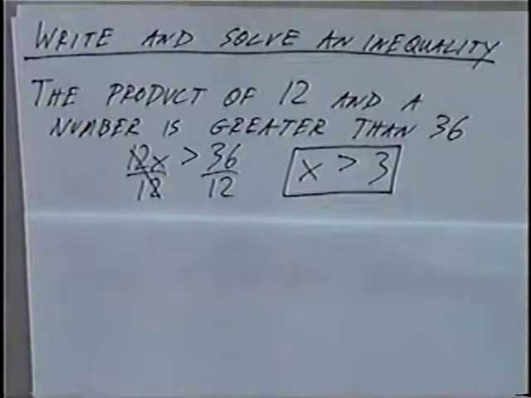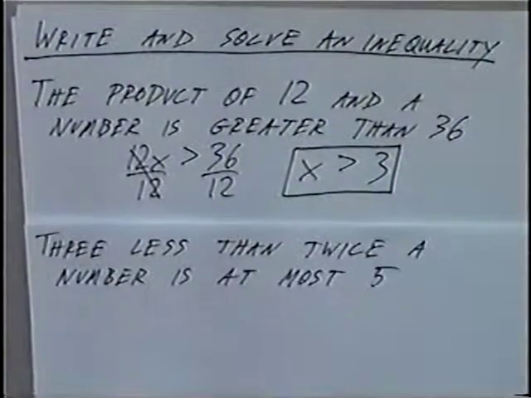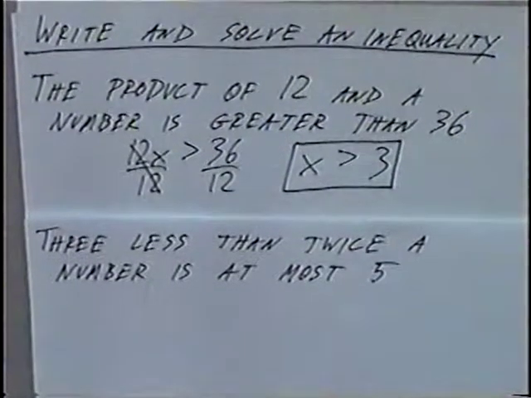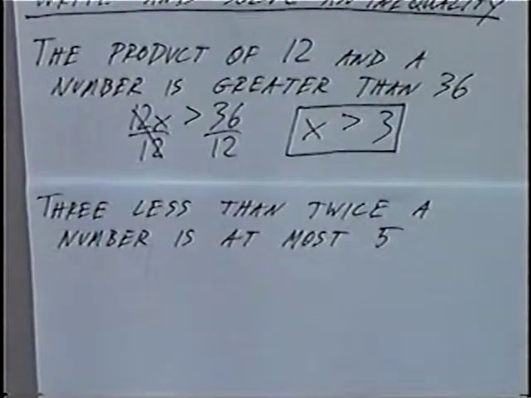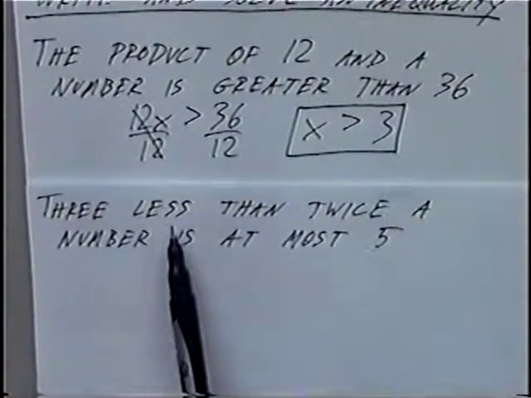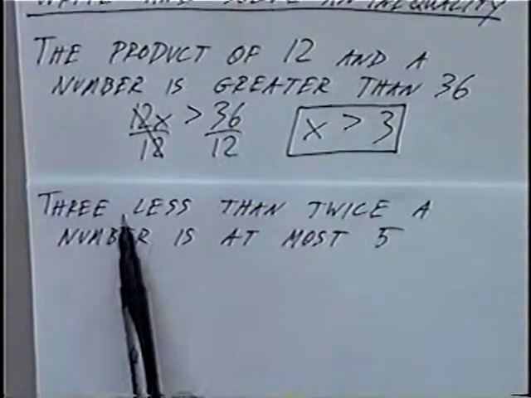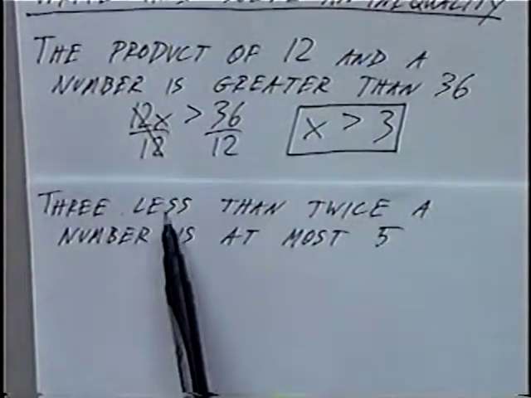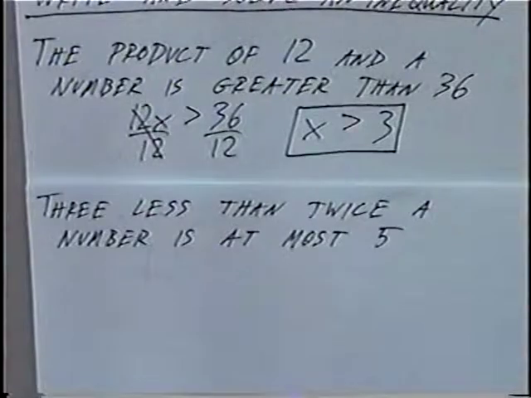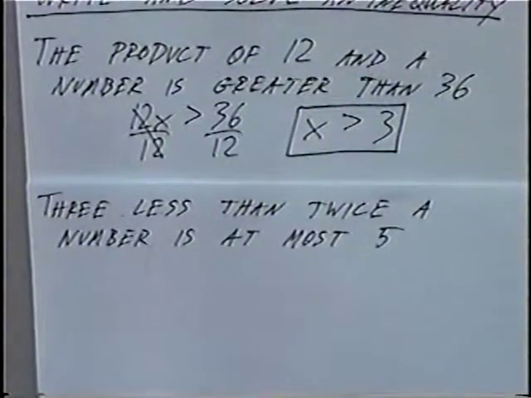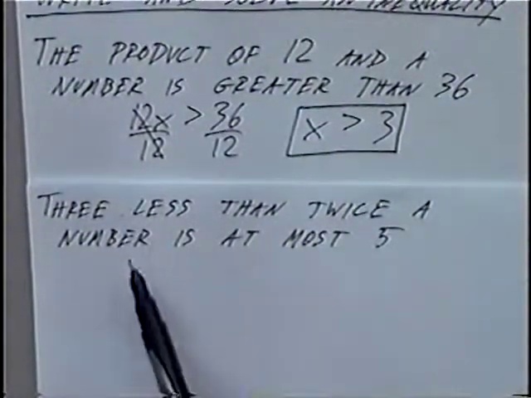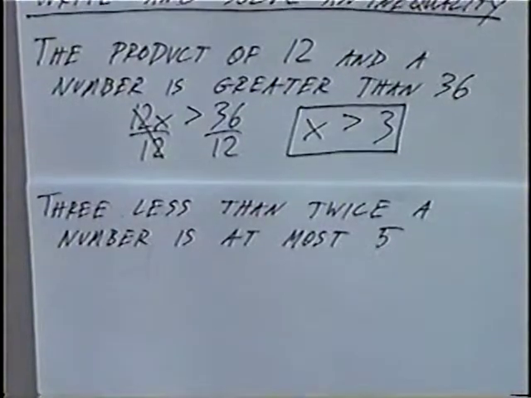Second question and last question for the section. 3 less than twice a number is at most 5. Some more vocabulary. 3 less than, the phrase less than without the word is in front of it, would be smaller, or the operation subtraction. Twice a number. Twice means to double or multiply by 2. And again, the phrase a number we can replace with a variable like x.